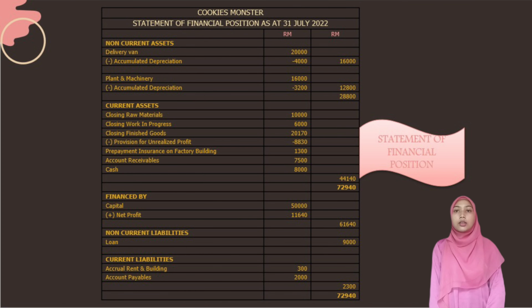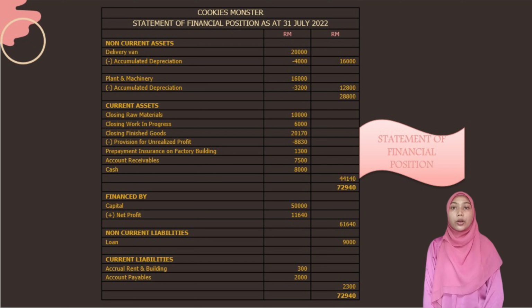Next, the statement of financial position as at 31st July 2022. Cookies Monster has a plant to facilitate the delivery of stock to customers worth 16,000 ringgit, after deduction of accumulated depreciation of 40,000 ringgit, available at 16,000 ringgit. This has been minus the accumulated depreciation of 3,200 ringgit. Then we got a total non-current asset of 28,800 ringgit.